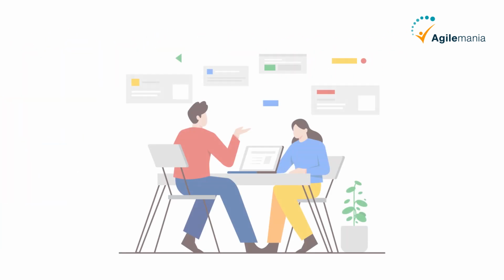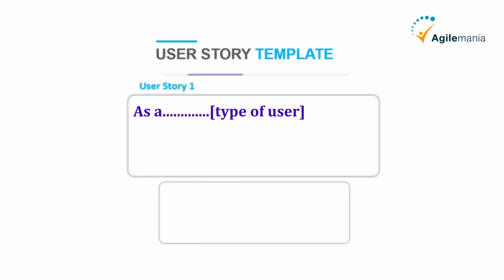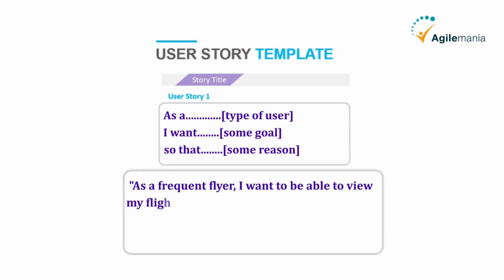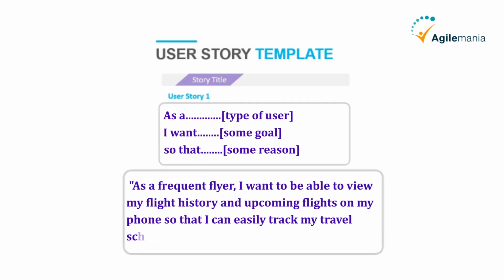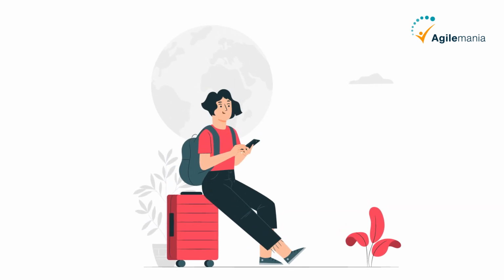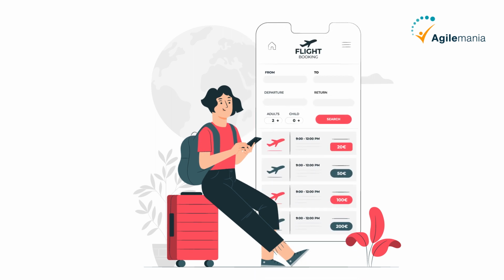User stories are written from the perspective of the user and usually follow a simple template. As a type of user, I want some goal, so that some reason. For example, as a frequent flyer, I want to be able to view my flight history and upcoming flights on my phone so that I can easily track my travel schedule. In this example, the user is the flyer whose goal is to track the flight history. The reason he wants to do so is to keep track of his travel schedule.